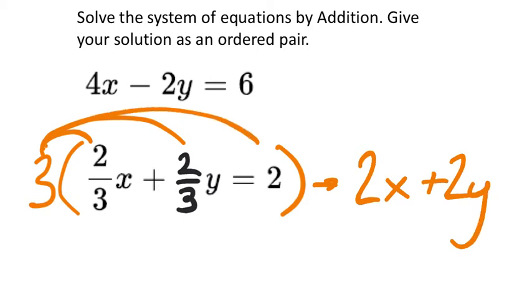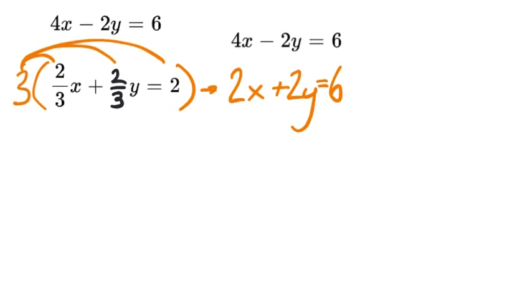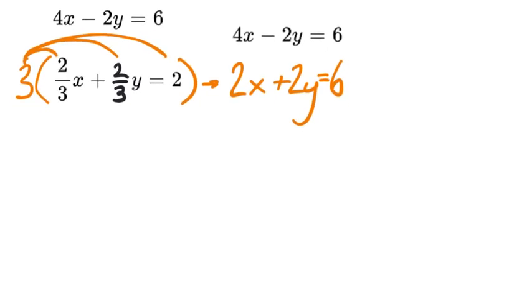But again, don't forget your final distribution here, because whatever you do to one side, you have to do to the other side. 3 times 2 is 6. And the top equation, we didn't really do anything with it, so it stays the same. What happened in this process is that by forcing the fractions to no longer be fractions, I now have coefficients that are opposites of each other. The 2y coefficients are opposites.